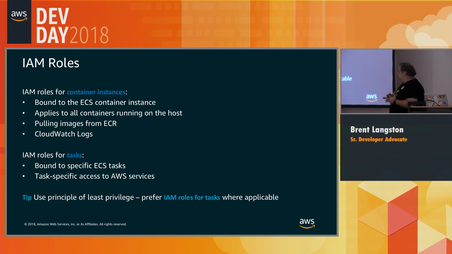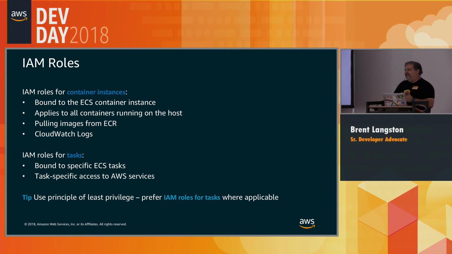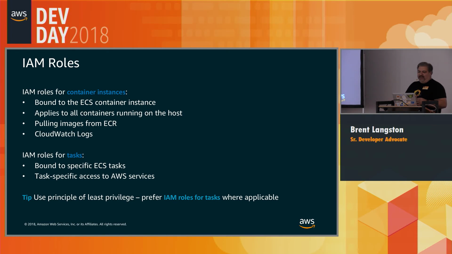IAM roles, this falls into the security category also. You can bind IAM roles to container instances, but that means every container running on that instance is going to have that set of permissions. So we actually don't like doing that. What we prefer is for you to bind IAM roles to the task. That way, when the task launches, that one task has the permissions necessary. So you get isolation. If something compromises a different container running on the same host, it can't take over the credentials from the task that has the ability to write to your database, for example. So you get a lot better isolation by doing this.